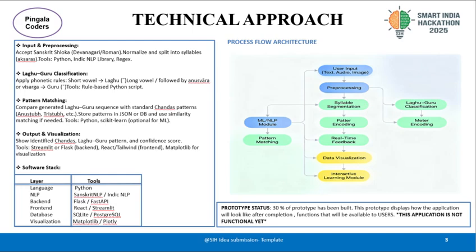Our system starts with user input in the form of text, audio, or images. The data is pre-processed and divided into syllables, which are then classified as Laghu or Guru to determine rhythm. Using ML and NLP modules, the system performs meter encoding, pattern matching, and provides real-time feedback. Finally, results are shown through data visualization and an interactive learning module for an engaging user experience.